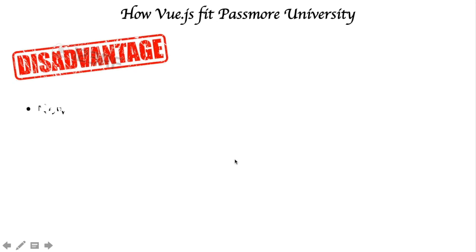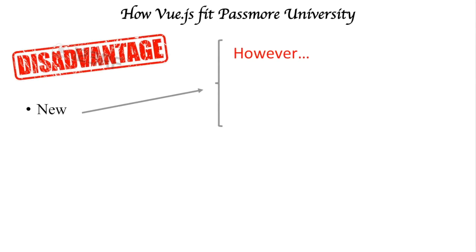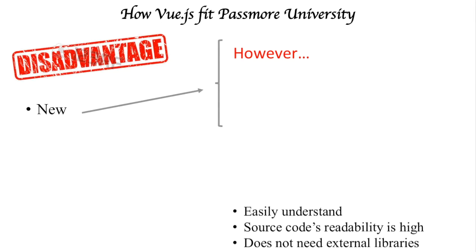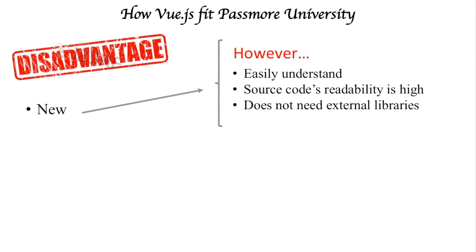However, there are concerns around Vue.js. For example, Vue.js 2 was only released in September 2016 and is still considered by most developers to be unproven technology, alongside Vue 1, in comparison to Angular and React. Therefore, the technology department of Passmore University will need time to understand and explore it. On the other hand, although Vue is a relatively new system and developers may not be familiar with it, it is not difficult to master because the source code's readability is high and it does not need external libraries.